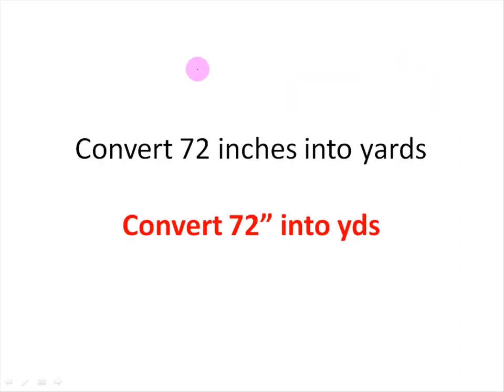All right, convert 72 inches into yards, or here it is abbreviated, convert 72 inches into yards. YDS is how we abbreviate yards. Okay, we're going to convert 72 inches into yards. 72 inches is how many yards? Well, let's multiply this times 1, and we will say that 1 yard is 36 inches.